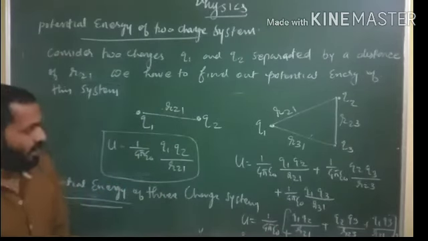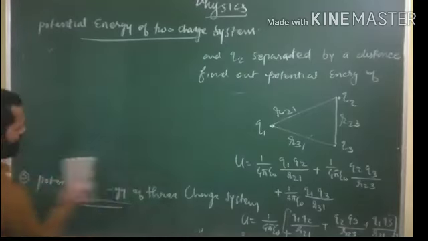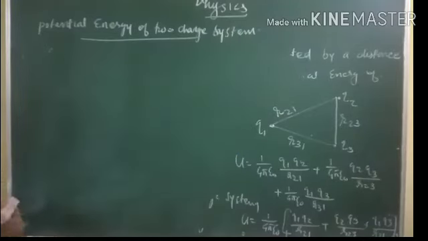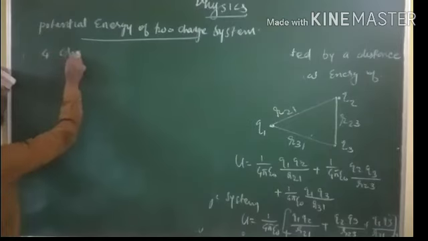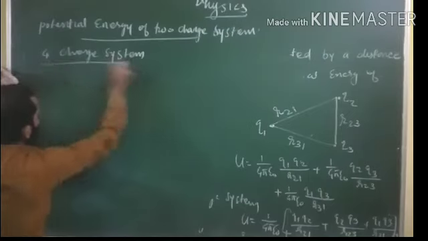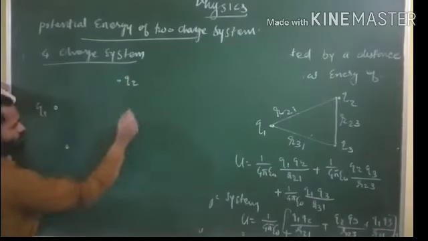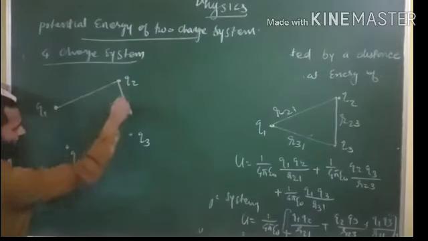In the same way, if you are checking a four charge system, how much will be the potential energy of the four system of charge? Suppose we are having a four charge system. In this four charge system, one charge is here, another charge here, third charge here, fourth charge here. This is Q1, Q2, Q3, Q4. Okay, joined like this.